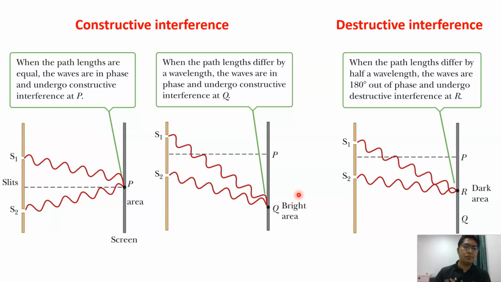Constructive interference, destructive interference. Constructive interference occurs when the path lengths are equal, the waves are in phase and undergo constructive interference at P. That is the first diagram. And then the second diagram, when the path lengths differ by a wavelength, the waves are in phase and undergo constructive interference at Q. And then for destructive interference, when the path lengths differ by half a wavelength, the waves are 180 degrees out of phase and undergo destructive interference.